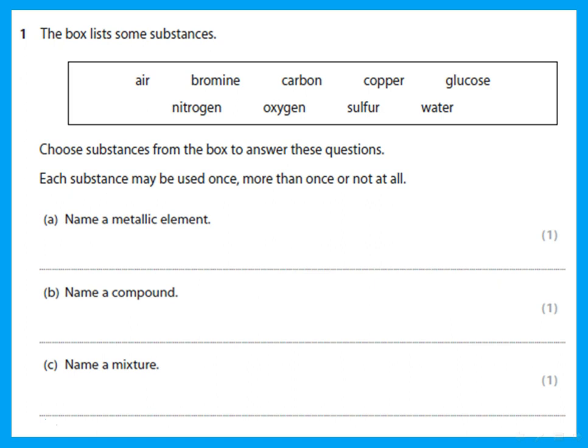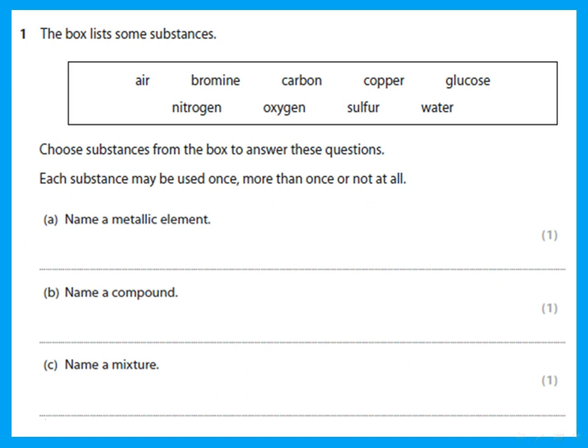So this first question says the box lists some substances, and it says choose substances from the box to answer these questions. Each substance may be used once, more than once, or not at all. Please remember that when you have choices like this, that sentence always applies unless otherwise stated. So each substance may be used once, more than once, or not at all.